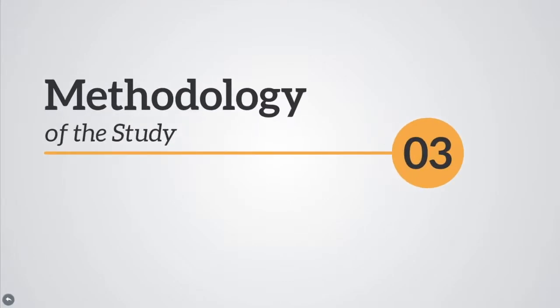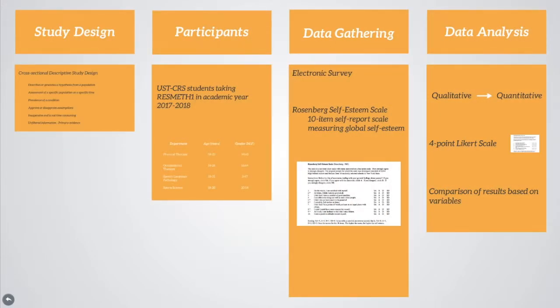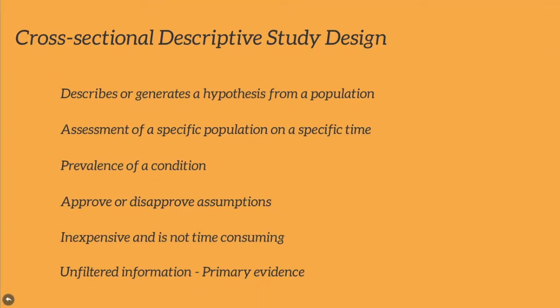Methodology. The first component is the study design. This study utilizes a cross-sectional descriptive study design as it describes or generates a hypothesis from a population. It is an assessment of a specific population at one point in time for a prevalence of a condition. This inexpensive and non-time-consuming study design is used to approve or disapprove our assumptions regarding self-esteem.